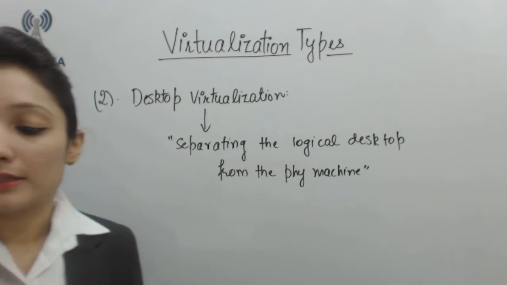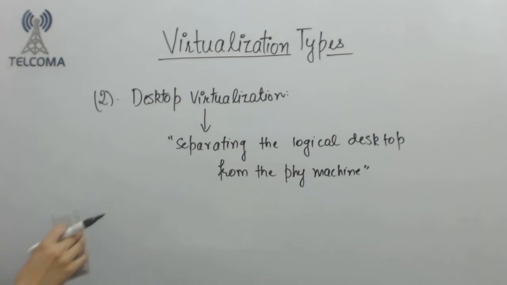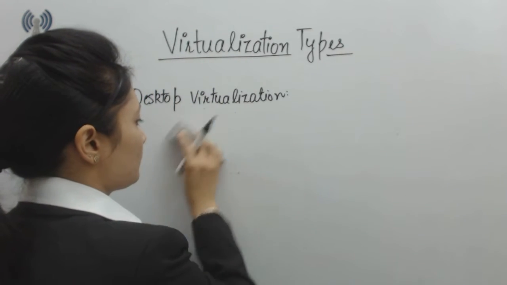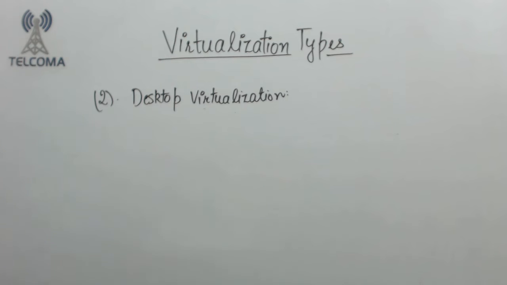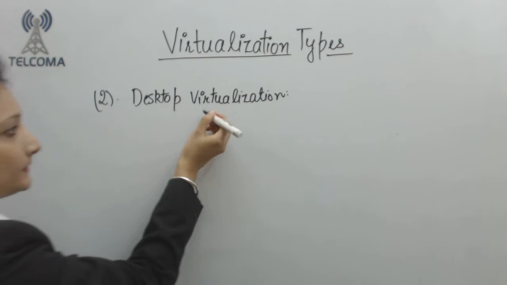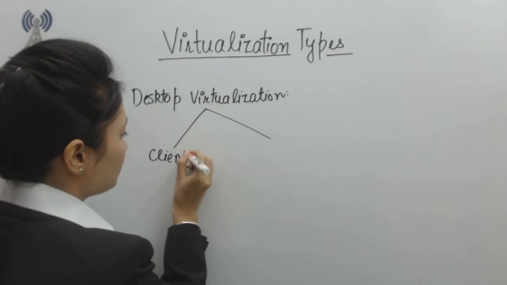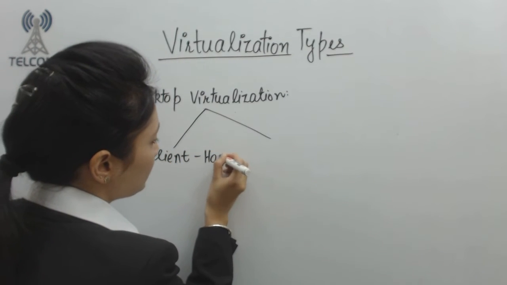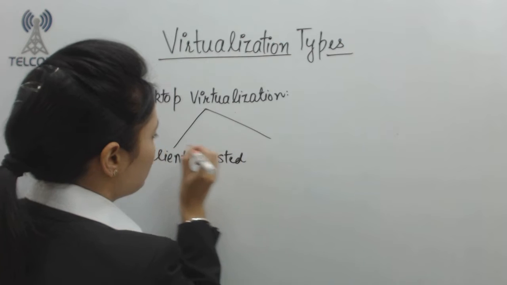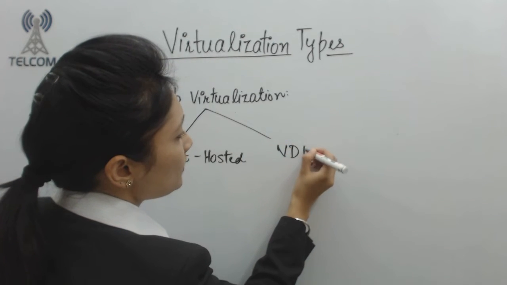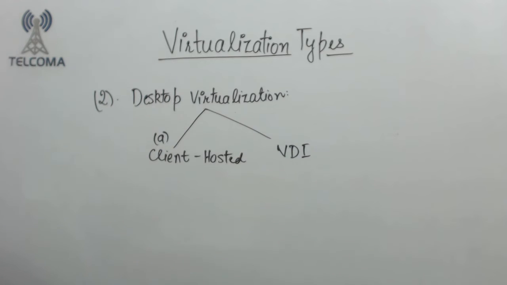Now this desktop virtualization is categorized into client hosted and the next one is your VDI, virtual desktop infrastructure. So the very first is the client hosted one.